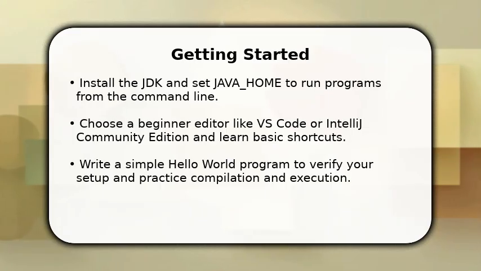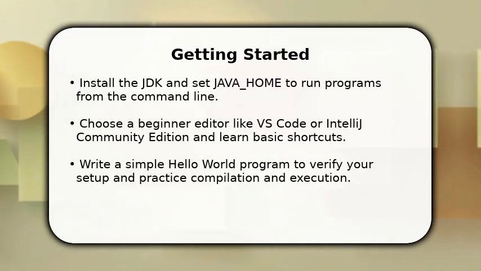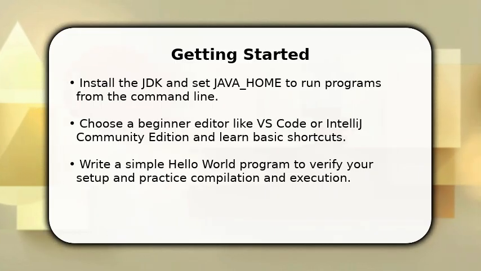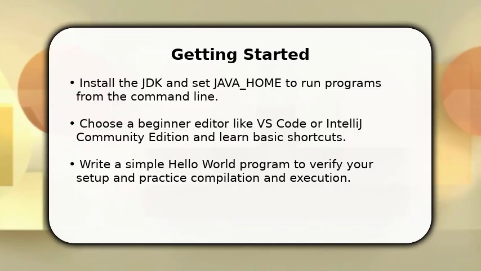In this video, I will explain how to learn Java programming language for beginners, updated. Start by installing the JDK and configuring Java Home, then pick an editor like VS Code or IntelliJ. Create a Hello World program and run it from the terminal to confirm your setup. Practice compiling and executing, often while reading short tutorials and experimenting with small changes to build confidence and muscle memory.